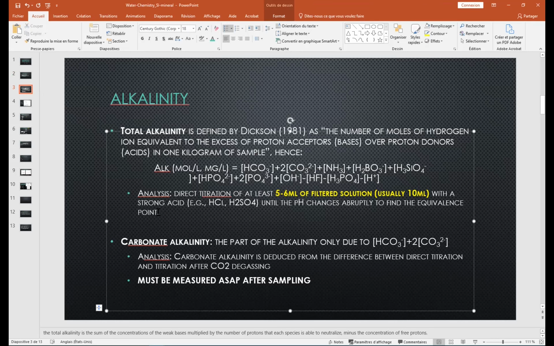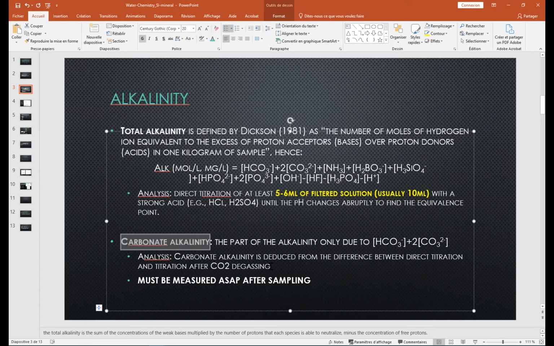And you also have the carbonate alkalinity, which is only the part of this total alkalinity that is due to the carbonate species. This is the same titration, except that after you put all the acid in your solution, you make the CO2 produced by the solution degas, and then you put a strong base in your solution to go back to your initial pH. When you do the difference between the total alkalinity and the alkalinity you have left, this is the carbonate alkalinity you measured. And it must be measured as soon as possible after the sampling.